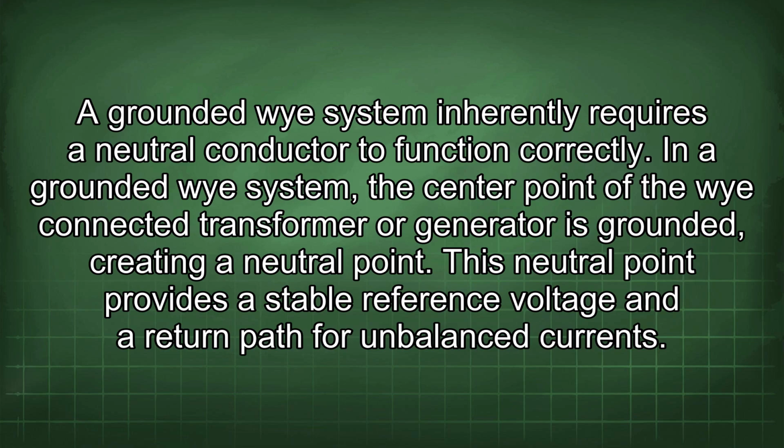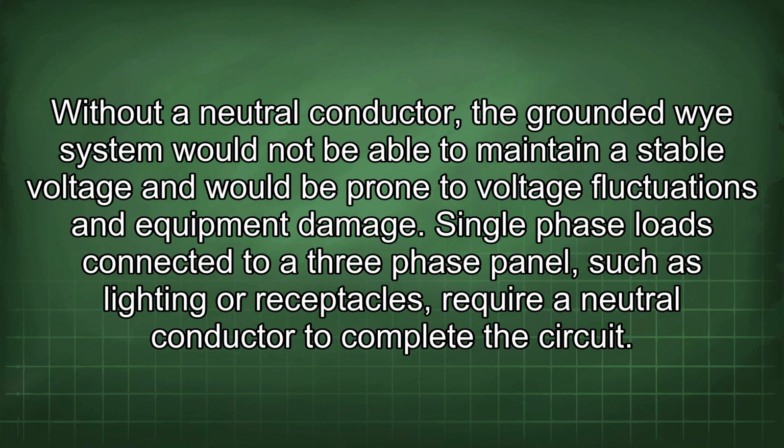In a grounded Y system, the center point of the Y-connected transformer or generator is grounded, creating a neutral point. This neutral point provides a stable reference voltage and a return path for unbalanced currents. Without a neutral conductor, the grounded Y system would not be able to maintain a stable voltage and would be prone to voltage fluctuations and equipment damage.